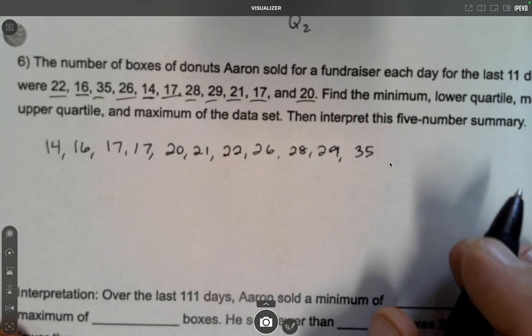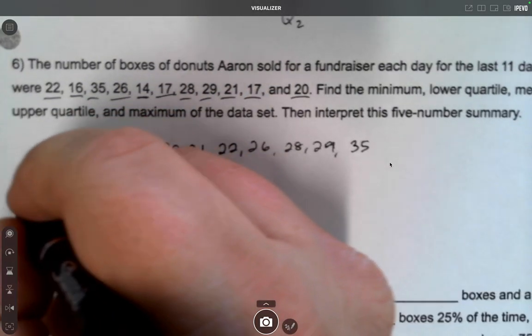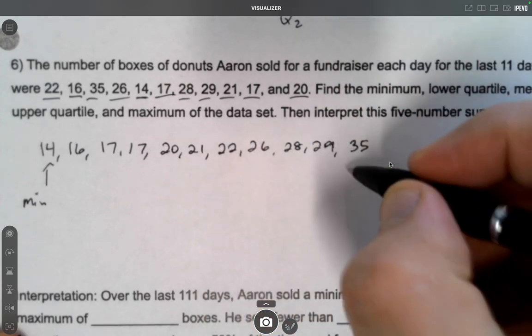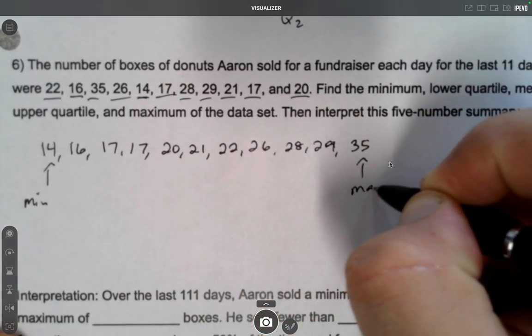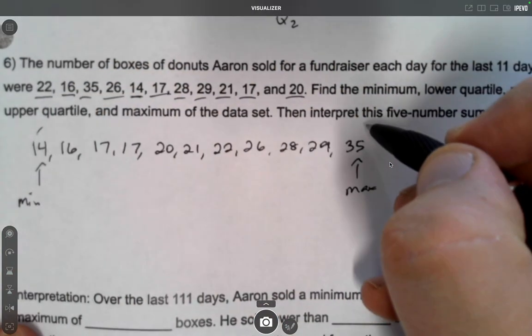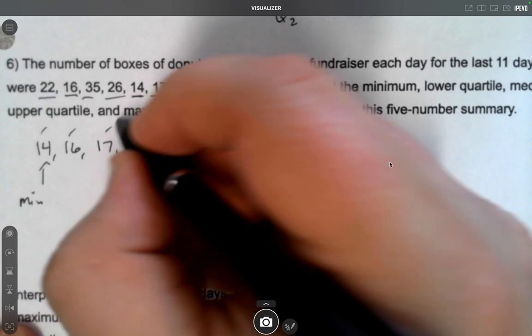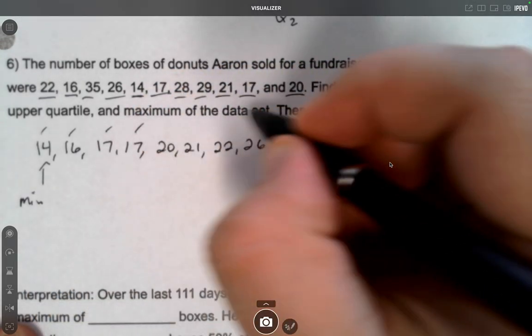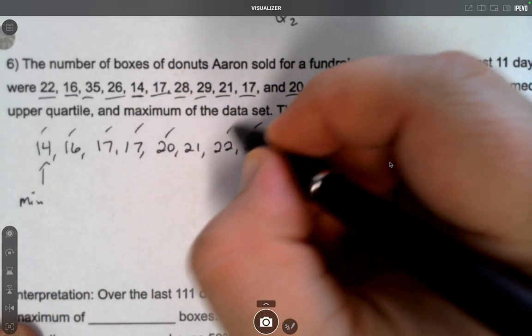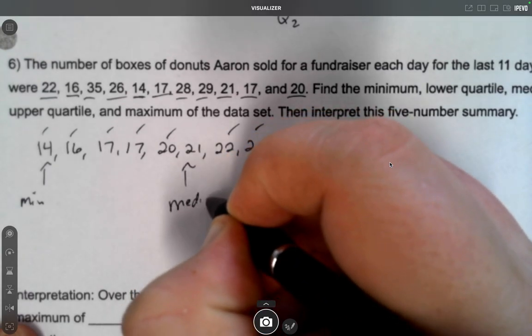So let's start by finding the median. Well, I'll tell you what, let's just go ahead and, max and min are pretty easy to identify. Then it takes some work to find the other 3. Okay, so 1, cross off. 2, cross off. 3, cross off. 4, 5. Okay, we have found the median. It is 21.